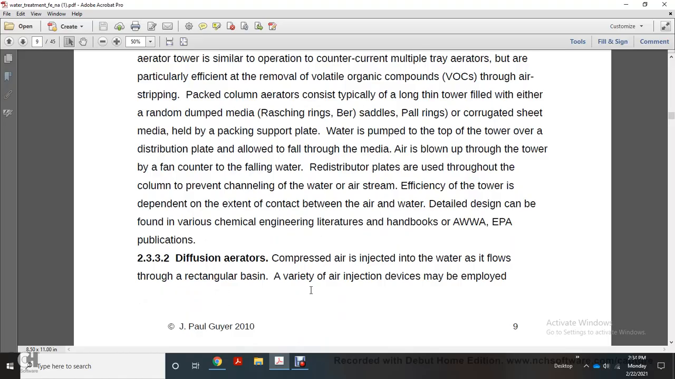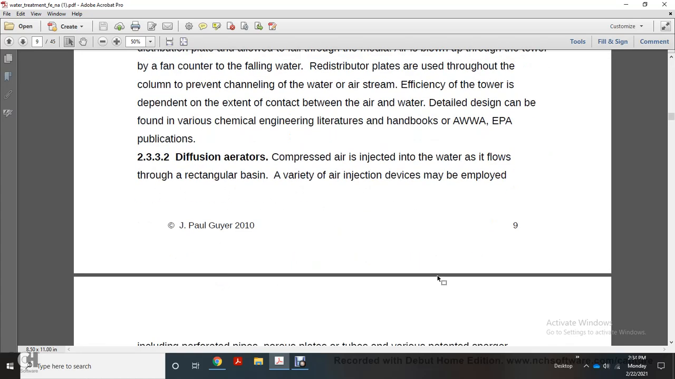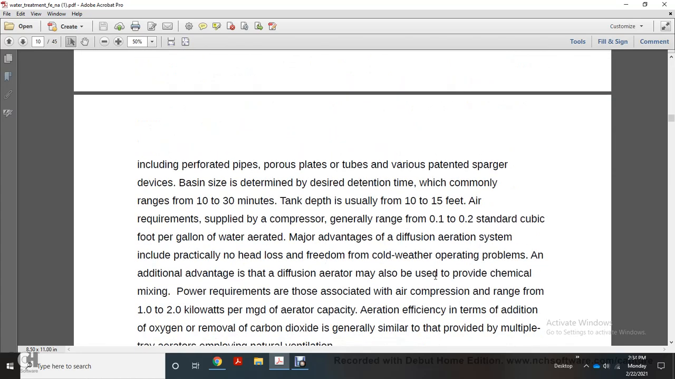Compressed air is injected into the water as it flows through rectangular basins. A variety of air injector devices may be employed, including perforated pipe, porous plates, tubes, or various patented sparger devices. Basin size is determined by the desired detention time, commonly ranging from 10 to 30 minutes. The tank depth is usually 10 to 15 feet. Air requirements supplied by a compressor generally range from 0.1 to 0.2 standard cubic feet per gallon of water aerated.